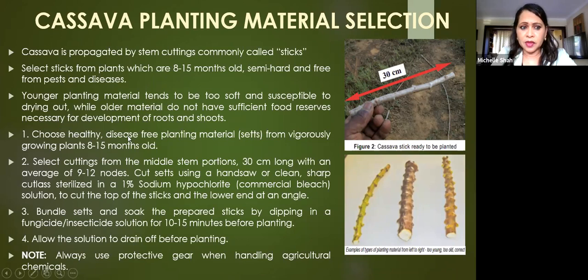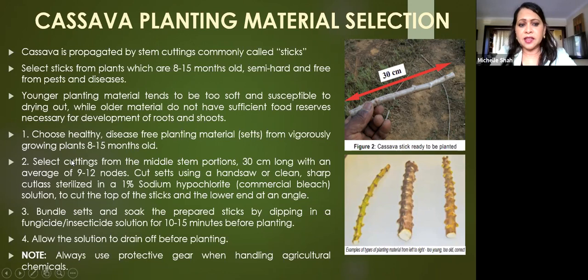The middle stick in this photo is the most appropriate. So we don't use the young ones on the left here, or we don't use it when it's too old. So we use the sticks that are in the middle where you have most food reserves.